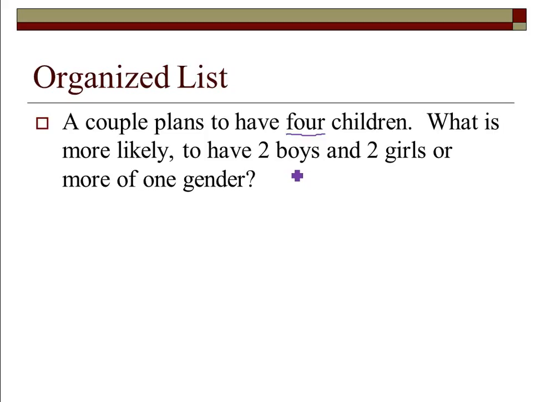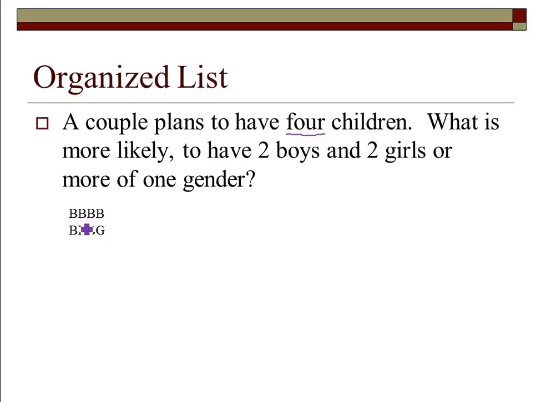So I want to show you how to organize this list. We start with one of the conditions. So let's say they had all 4 boys. Then I can start modifying this. Looking at the last one, I'm going to change the last boy to a girl. So we could have all 4 boys, and this one would be the first 3 children are boys, with the last one being a girl.